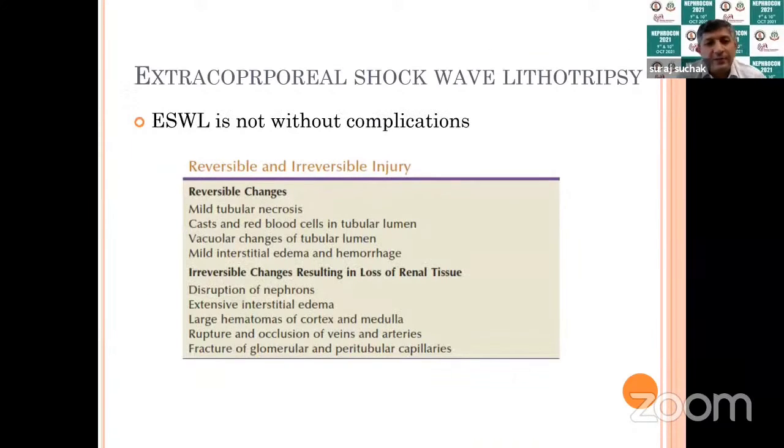So, ESWL, even though it looks simple, it's on outpatient basis, it is not without its own set of complications. Sometimes we may have hematuria, bleeding, tubular necrosis, which usually all recover over a span of 2 weeks. And that is why we give a period of 2 weeks gap between successive sittings of shockwaves.